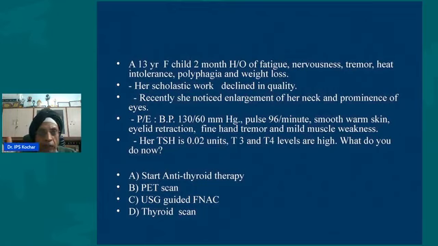So what do you do in this case now? You have a patient, a girl whose TSH is low, T3 and T4 are high. So what will you do? Start with antithyroid, or will you do a PET scan, or an ultrasound, FNAC, or a thyroid scan? The first thing one must do is a thyroid scan. This is different from ultrasound.